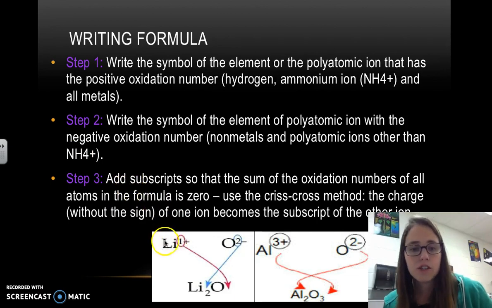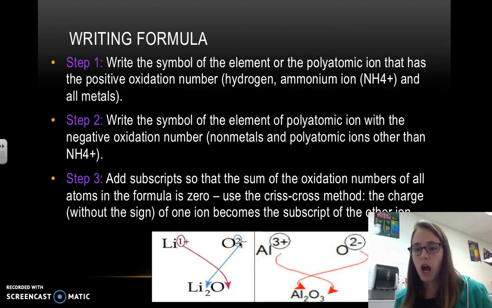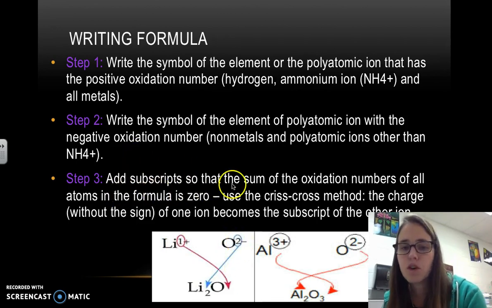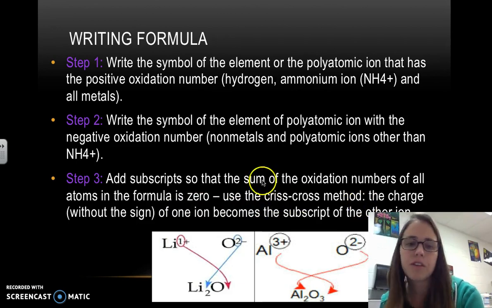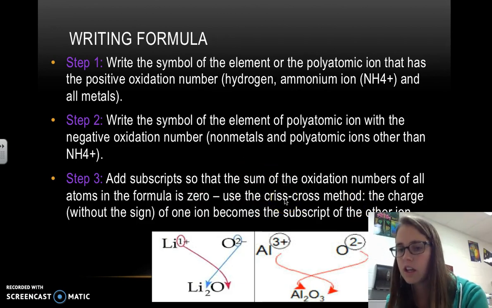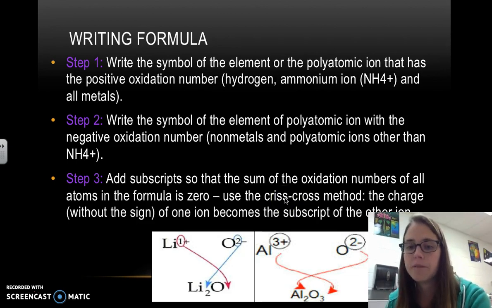So how you do it is you write it down, you figure out what its oxidation number is. Okay, and then we're going to play a game of crisscross. So we're going to add subscripts so that the sum of the oxidation numbers of all atoms in the formula is 0. We're going to use the crisscross method to do that. So if that first definition kind of sounded confusing, just trust me that this is how you do it. Okay, you're going to get the charge without the sign of the one ion, and it becomes a subscript of the other ion.